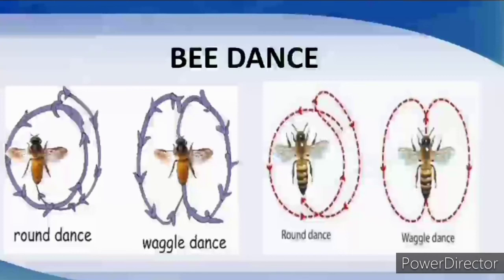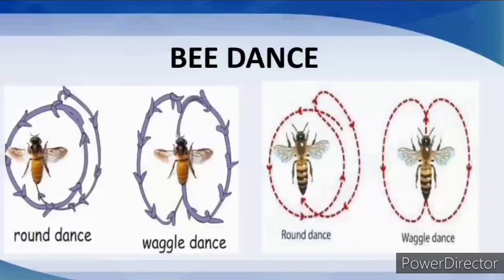And there are two types of dance, the round dance and the waggle dance. Can you say it again? The round dance and the waggle dance. So a bee knows how to dance. This dance is a way of communication. They use it as a means of communication to tell each other where nectar has been found.